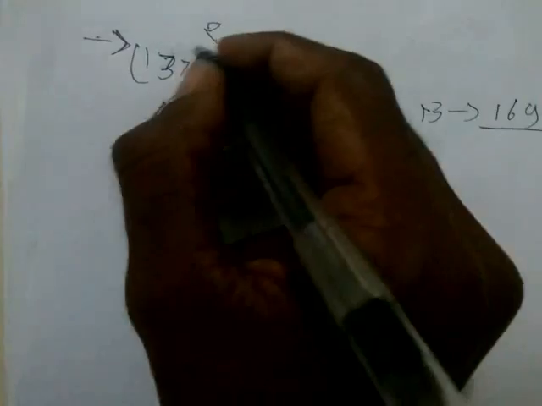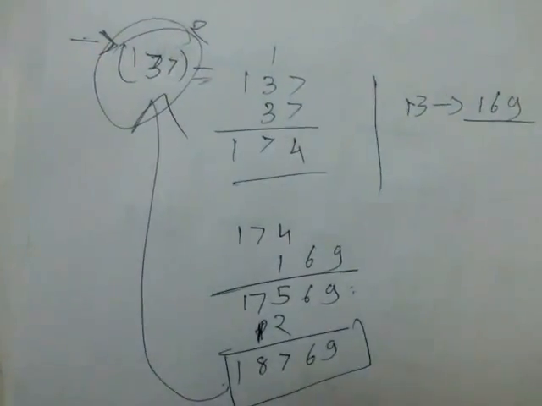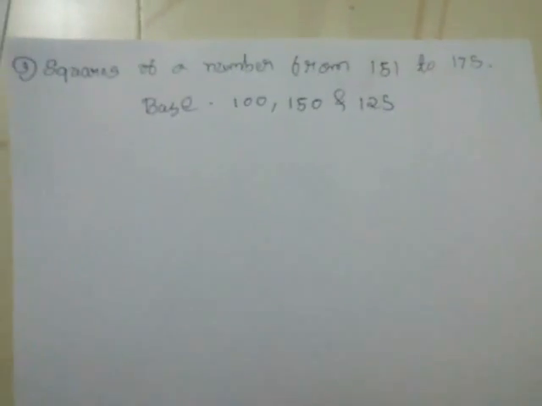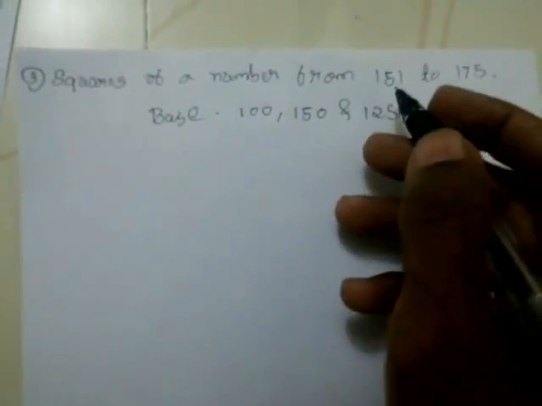We get the final answer 18769. That is the answer for 137 square. We will move to a third category, that is the square of a number from 151 to 175.